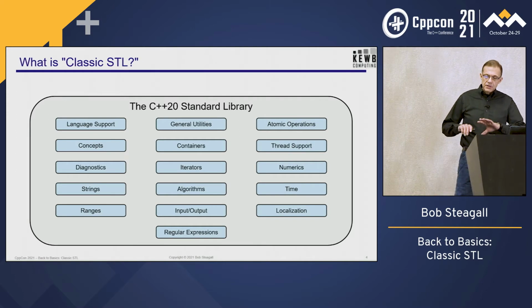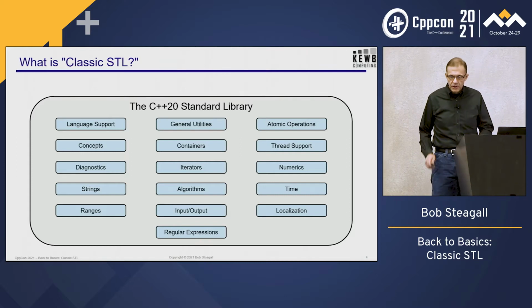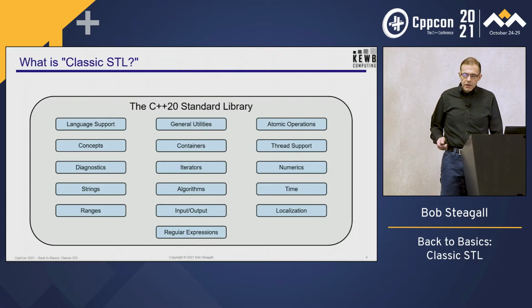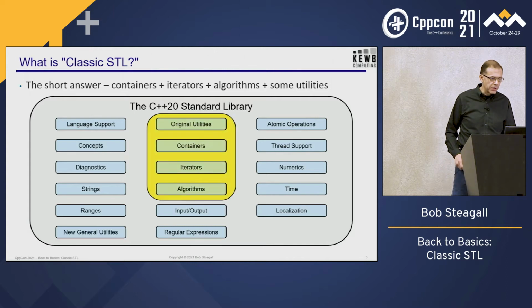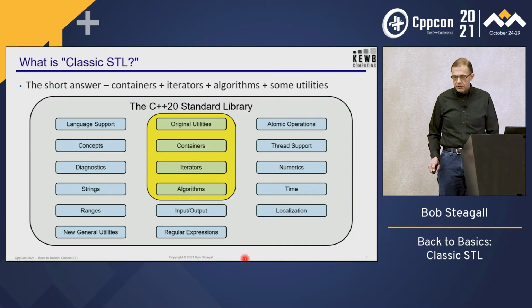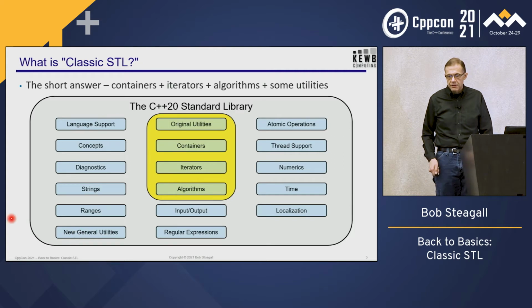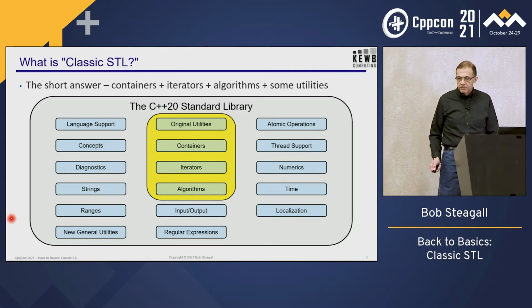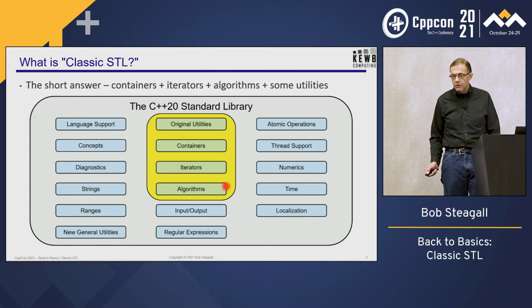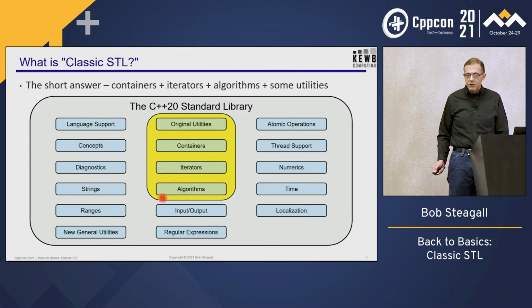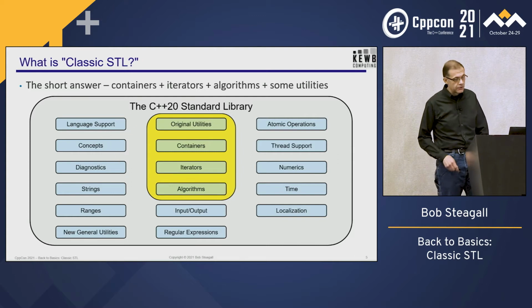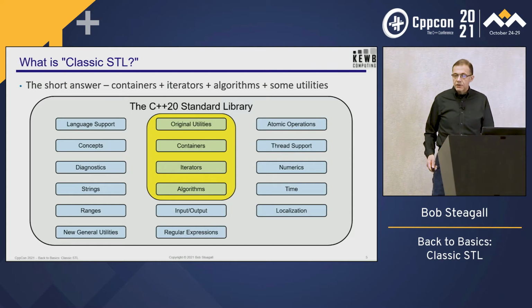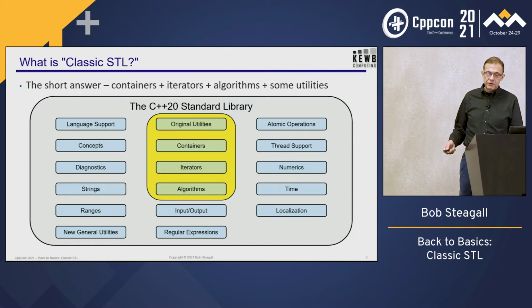But a lot of this is more than what the original STL was. So if you had to categorize the original classic STL, it would look more like this picture, where some of the utilities are split up into the original utilities that came with the library and the new generation of utilities. But mostly it's the containers, iterators, and algorithms. These are the major pieces that come from what we think of as being the original STL, or at least what I think of, so original, classic. The short answer: containers plus iterators plus algorithms plus a few utilities.